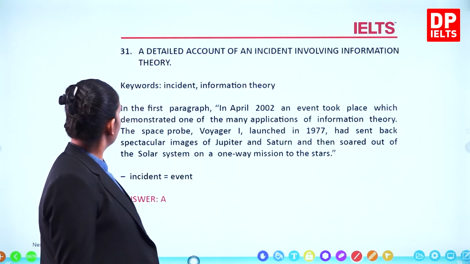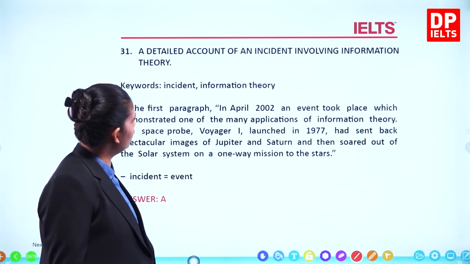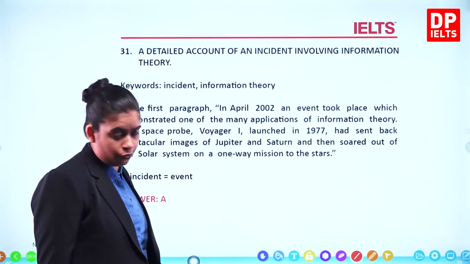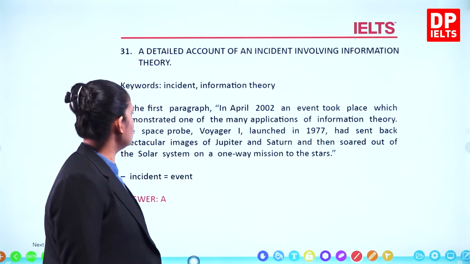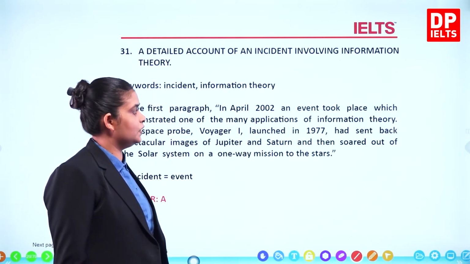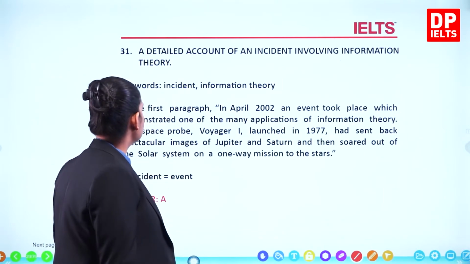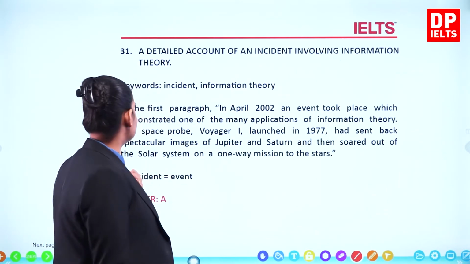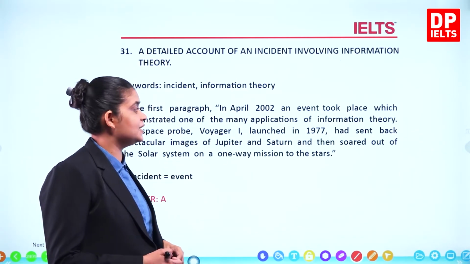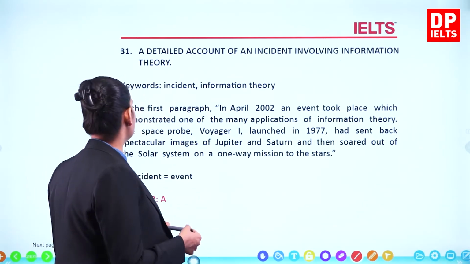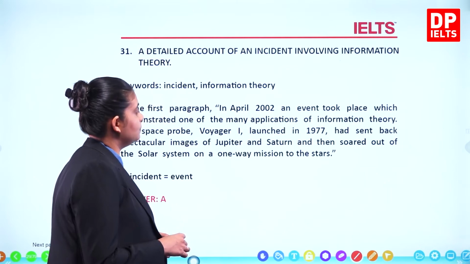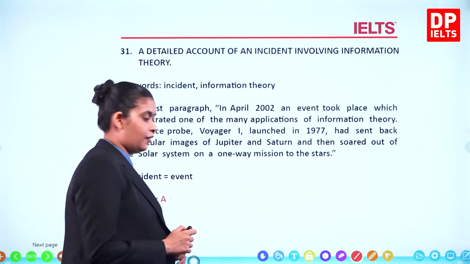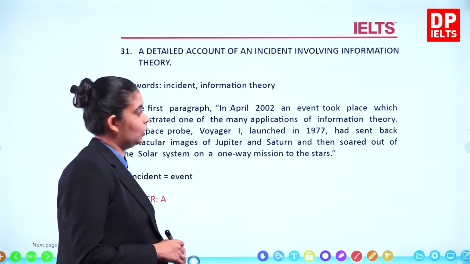31, right? A detailed account of an incident involving information theory, right? So if you go to the first para, in April 2002, an event took place which demonstrated one of the many applications of information theory, right? The space probe Voyager, launched in 1977, had sent back spectacular images of Jupiter and Saturn and then soared out of the solar system on a one-way mission to the stars, right? So a detailed incident about, I think you could take answer E. Okay.